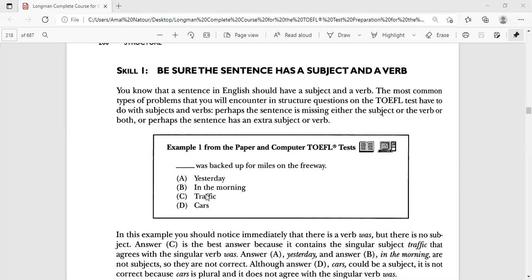هو اسم غير معدود، والأسماء غير المعدودة بعاملها معاملة الإفراد. This is an uncountable noun, and I use a singular verb after it. Then which of these is possible? The one that is right is traffic. So the sentence is: traffic was backed up for miles on the freeway.